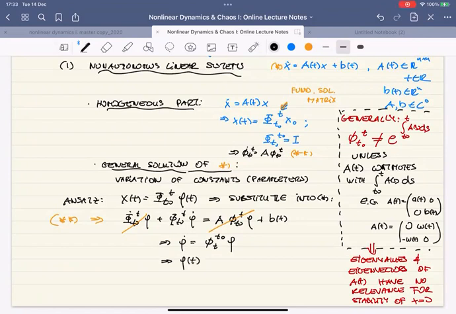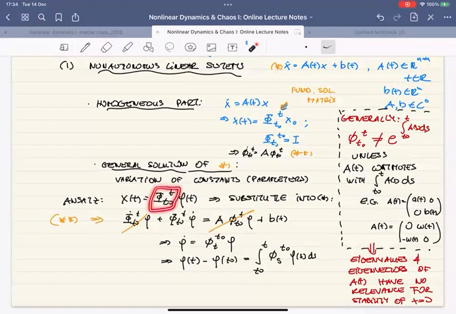Phi at time t minus phi at t naught equals the integral from t naught to t phi. And now I have to change variables. The integration variable is s. Okay. T naught and then phi s ds. Okay.